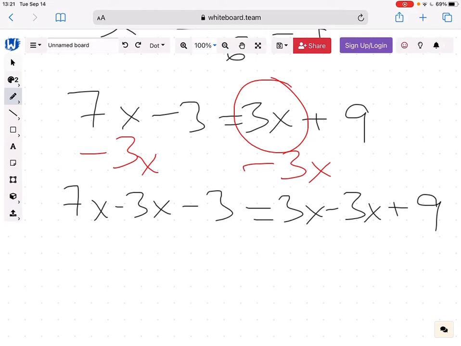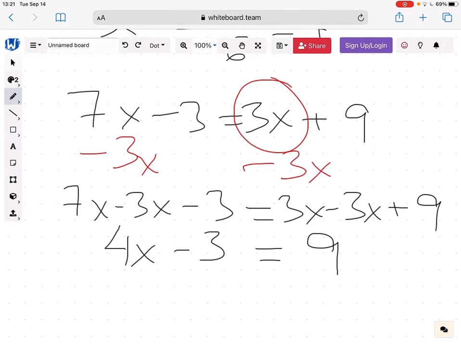Now, on the left, we have 7x minus 3x. That is 4x, right? If you take 7x's and took out 3 of them, we got 4x's. Now, we subtract 3 because we had it. And then we have 3x minus 3x. That's 0. It's nothing. And then we have 9. All right. Now we have all x's on one side. We're good there.